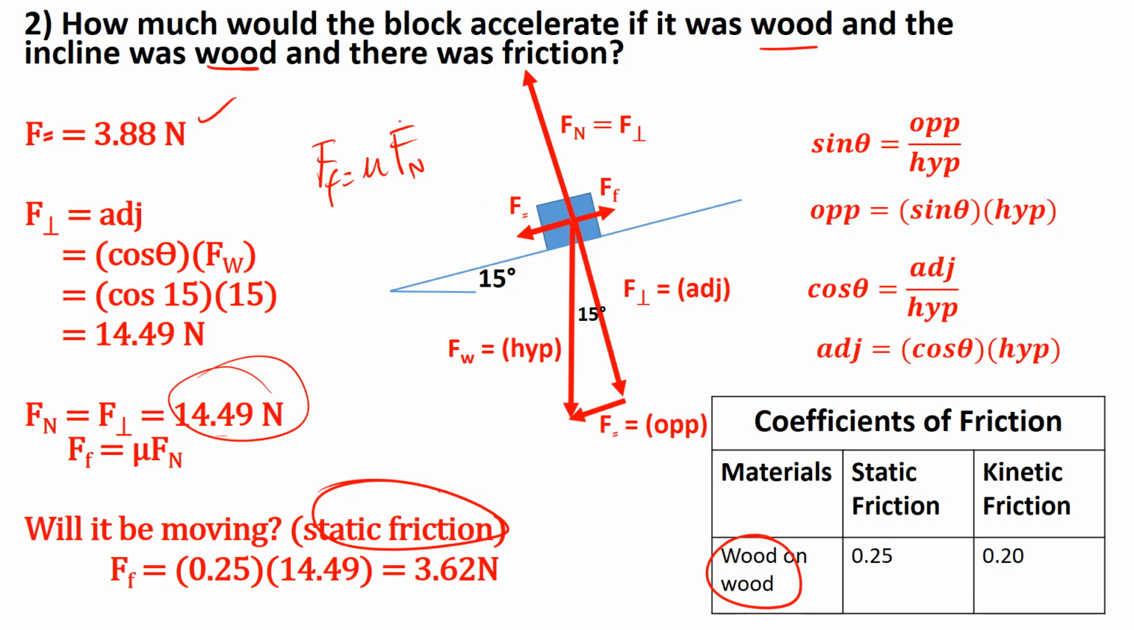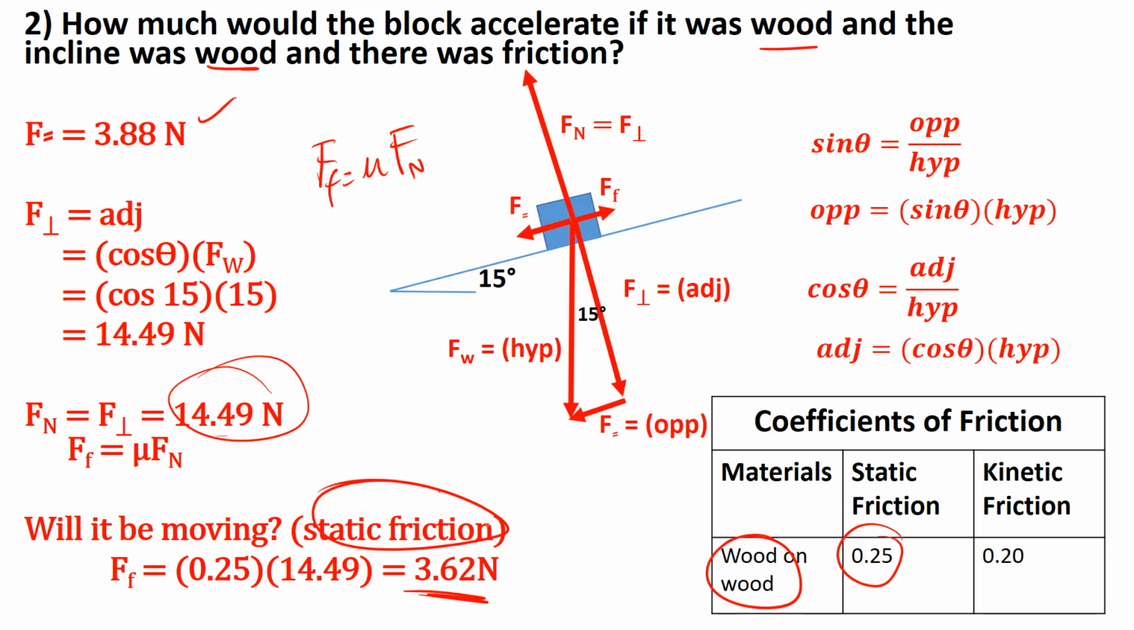Here it says how much would it accelerate? Well, let's make sure it accelerates in the first place. So before it would ever move, it has to pass up this maximum. So it has to pass up the force of static friction. So 0.25, and we're going to use our normal force from up here, and we find out that 3.62 newtons is our force backwards. Well, our force down the hill is 3.88. Our force up the hill would have been 3.62. So therefore, this one does win out, and so there would be acceleration going on.